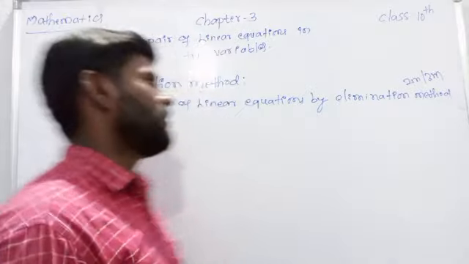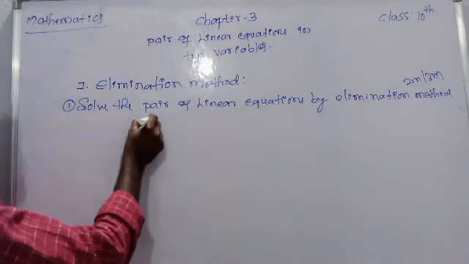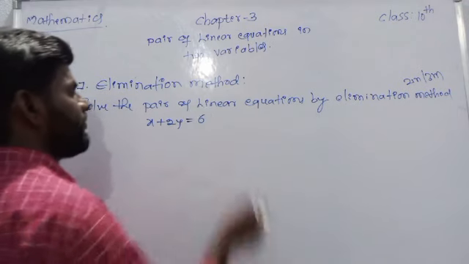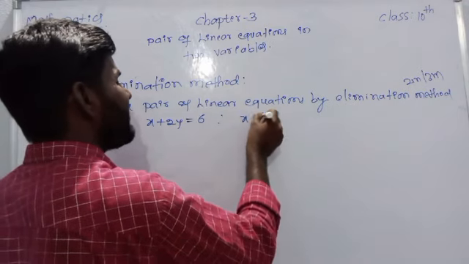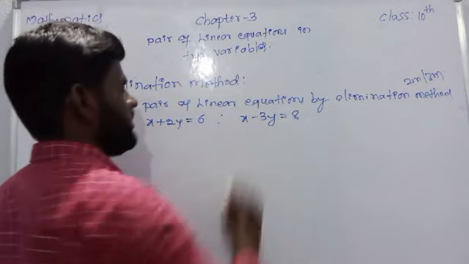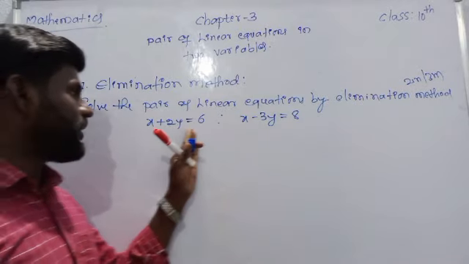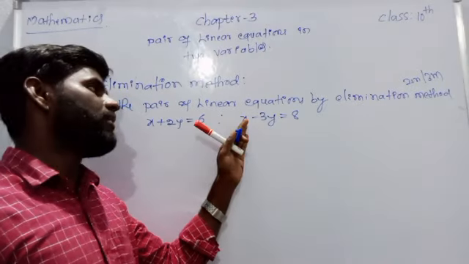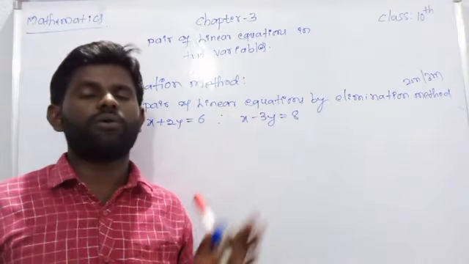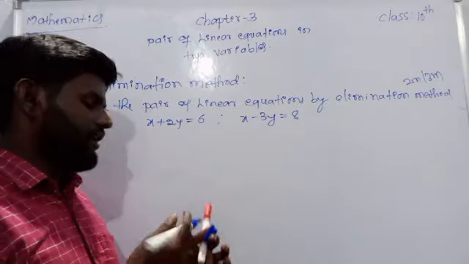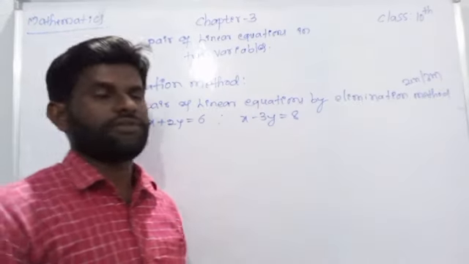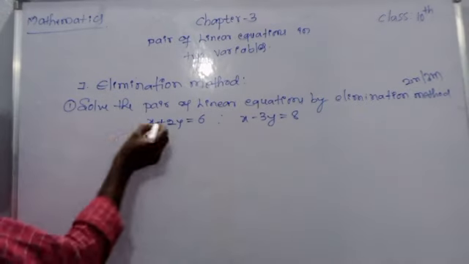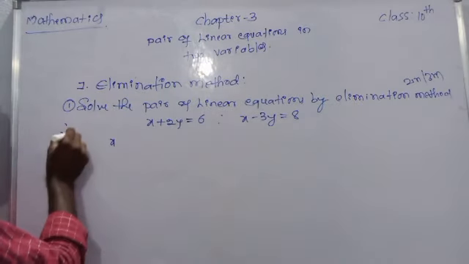Just we know that. Okay, suppose x plus 2y is equal to 6. Another one, x minus 3y is equal to 8. Here x plus 2y is equal to 6 is one linear equation in two variables. Here x minus 3y is equal to 8 is also a linear equation in two variables. These are a pair of linear equations in two variables. Okay, dear students, the solution for this.